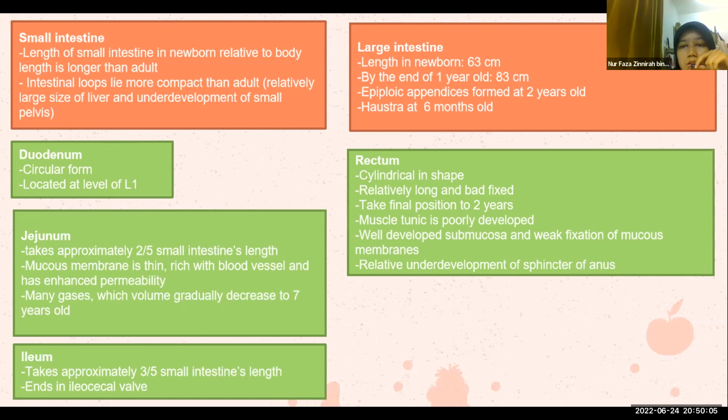For the large intestine, the length in the newborn is 63 centimeter, and by the end of 1 year old, it will increase to 83 centimeter. The epiploic appendages will form at 2 years old, and haustra at 6 months old. In the rectum, it is cylindrical in shape, and they have relatively long length because the fat tissue is underdeveloped, but it will take the final position at 2 years old. The muscle tone is also fully developed. They have well developed submucosa, but weak fixation of the mucous membrane. So the child can also have rectal polyps, and there is a relative underdevelopment of the sphincter of the anus. Next.